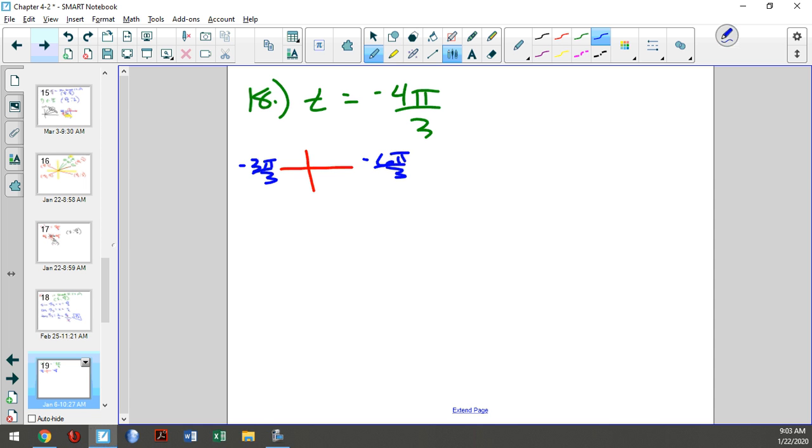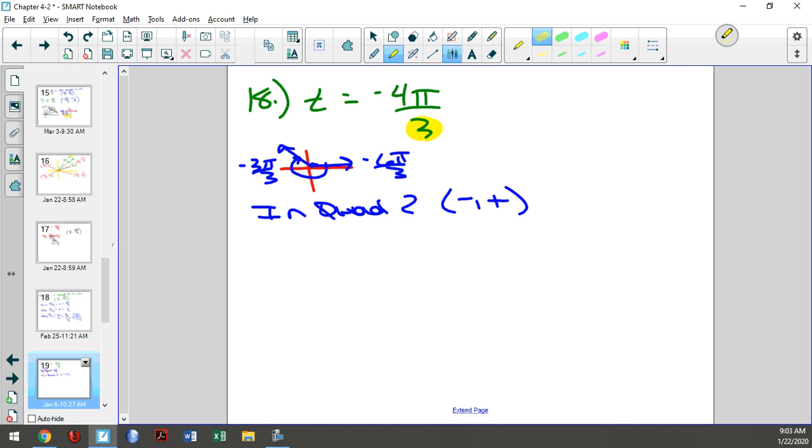It is in quadrant 2. Do we all understand that? And it's going up this direction. Do we see that? Yes or no? So if I'm in quadrant 2, that means I'm in the negative positive, correct? So look at the denominator. What is the denominator? It's 3. So what point does 3 correspond to on the unit circle?